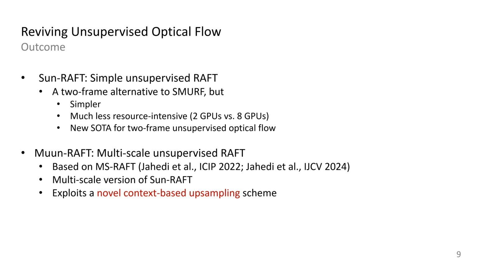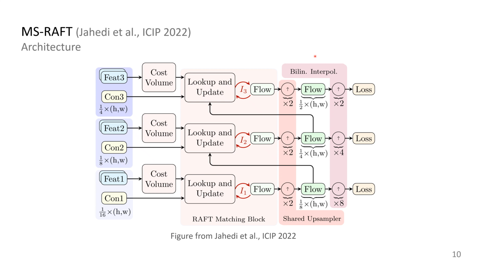As you all probably know RAFT, I skip its architecture, but for completeness I show MS-RAFT's architecture. This is the architecture of MS-RAFT. You can see that the flow is estimated in a coarse-to-fine manner. Now, to compute the flow at full resolution at each scale for computing the loss, after using the ×2 convex upsampling of RAFT, bilinear interpolation was used.